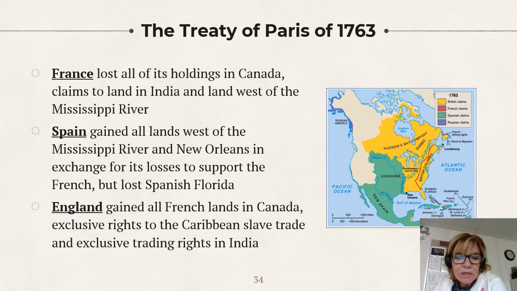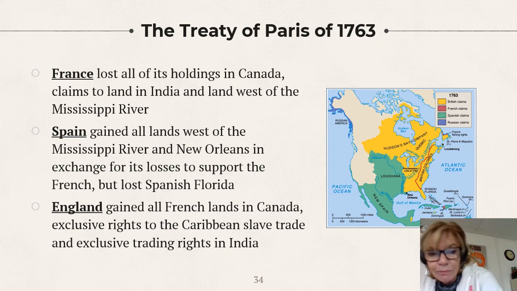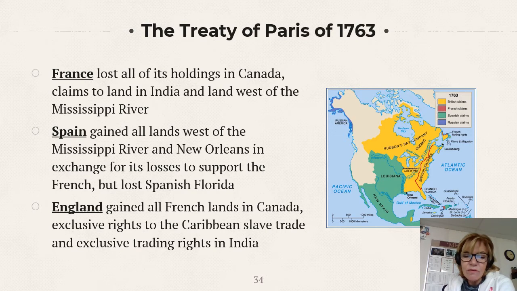They lost their land claims in India. They lost all that land, Louisiana, that is west of the Mississippi River. Spain gained that land west of the Mississippi in exchange for the losses that they had to support the French. So the French kind of gave them that, and England just let them. They also got control of New Orleans, but Spanish Florida went to England. England also gained all of the French territory to the Mississippi River, and then exclusive rights to trade in the Caribbean, and then with the slave trade, and then exclusive rights to India.